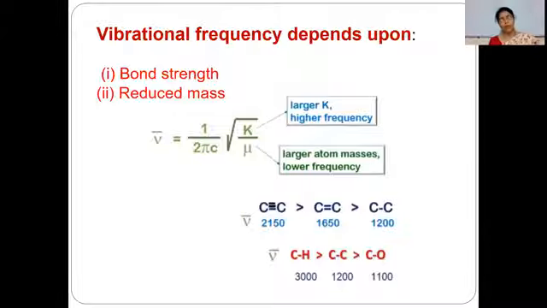For carbon-carbon single bond, more reduced mass as compared to carbon-hydrogen, so vibrational frequency will be lower, 1200 centimeter inverse. Similarly, carbon-oxygen bond has maximum reduced mass, so it shows absorption at the minimum value. That means the value of vibrational frequency or the energy required for the vibration of a bond depends on two factors: strength of the bond and masses of the atoms connected by the covalent bond.